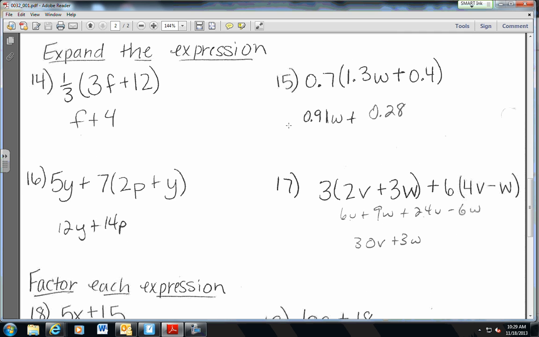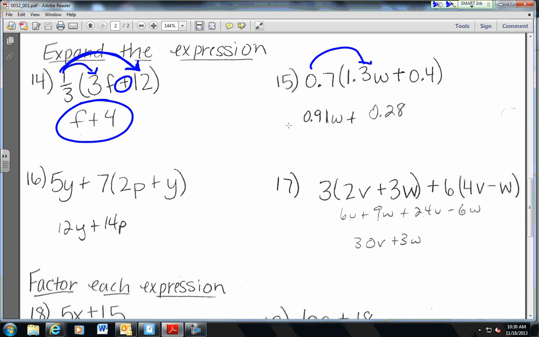So expand the expression. We're using the distributive property here. Again, use your calculators. 1/3 times the 3F, 1/3 times the 12. So 1/3 times 3 will give you 1, and then we've got the F there, so 1F. And we don't need the 1 there because 1F means 1 times F, and anything times 1 is itself. So 1 times F is F. And then 1/3 times the 12 gives you 4. And it's a positive 4, so F plus 4.